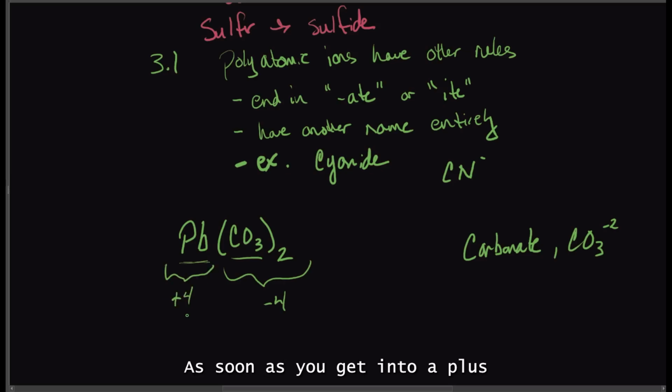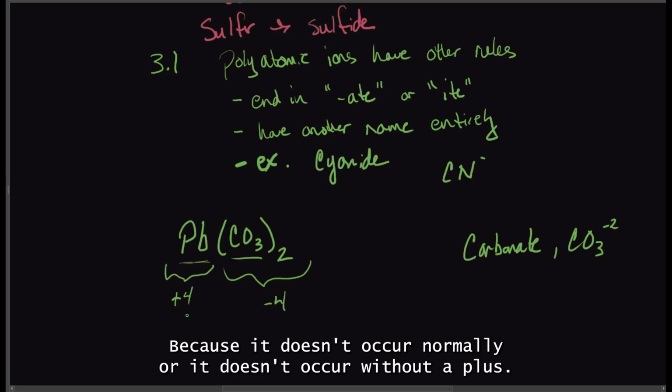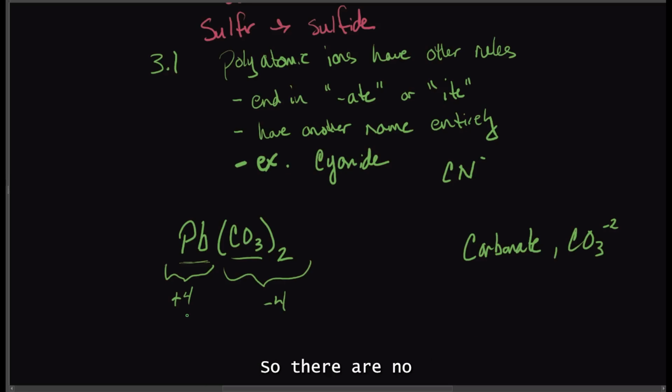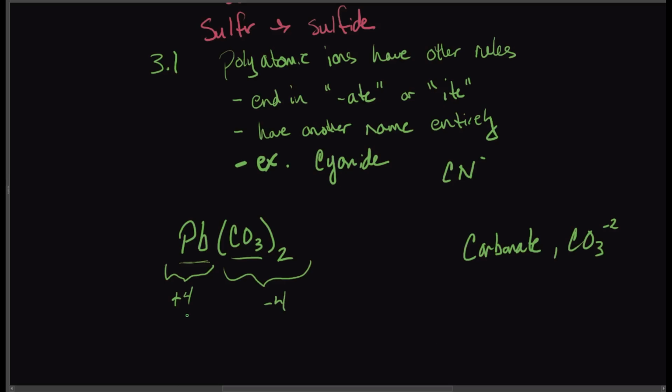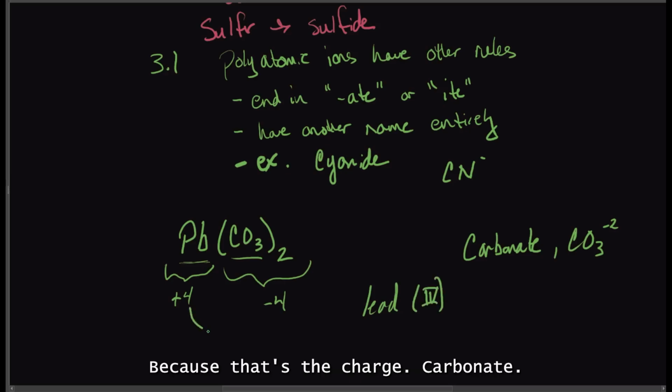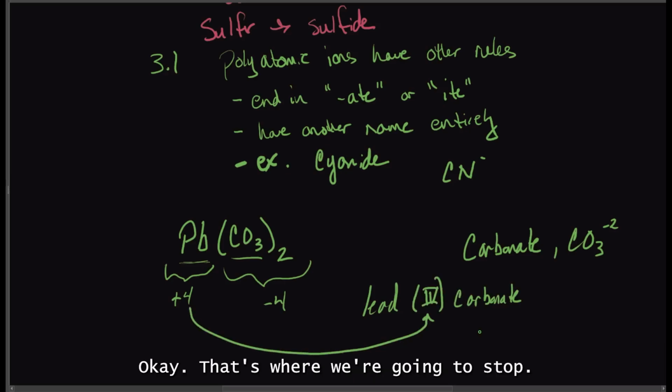Okay. As soon as you get into a +4 or higher, you automatically go to Roman numeral because a +4 is a tough one to have. So there are no atoms out there that have anything greater than a +3. So this is going to be lead. Pb is lead. Roman numeral 4, because that's the charge. Carbonate. You see how that works? Yeah. Questions? No. Okay. That's where we're going to stop.